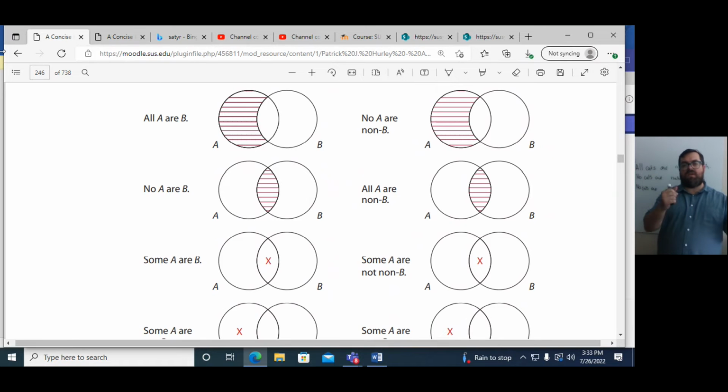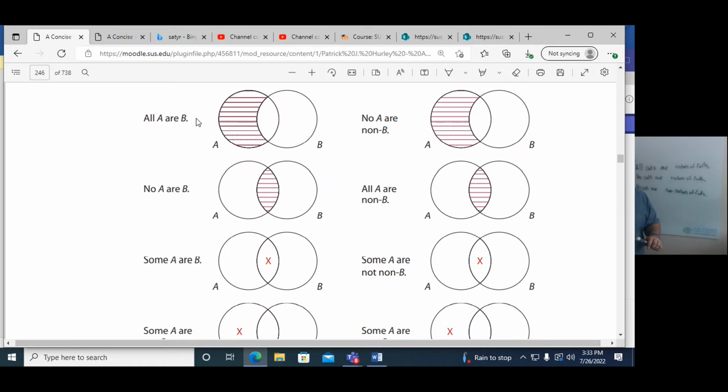That also means that anytime you change only the quality and then add the word non to the predicate position, you generate logically equivalent statements of any original A, E, I, or O proposition. And you can go backwards and forwards with this, right? So if you were given no A are non-B, and you change the quality, not the quantity, you would get all A are B. So a universal negative becomes a universal affirmative.